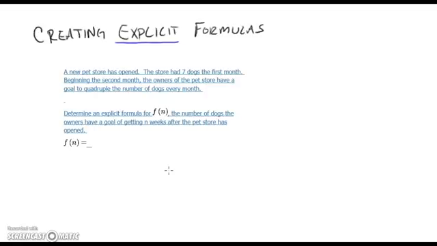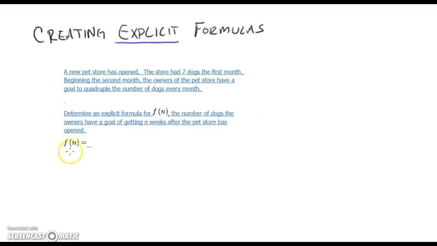A new pet store is opened. The store has 7 dogs the first month. Beginning the second month, the owner of the pet store has a goal to quadruple the number of dogs every month. Determine an explicit formula for f of n, the number of dogs that the owners have a goal of getting n weeks after the pet store has opened. Well, what exactly is it asking us for?